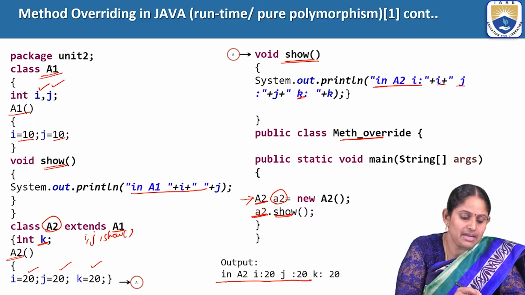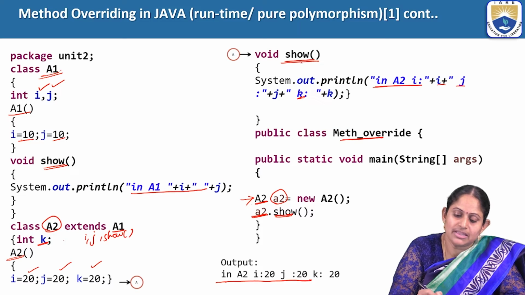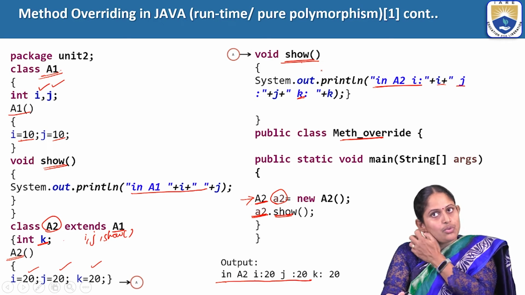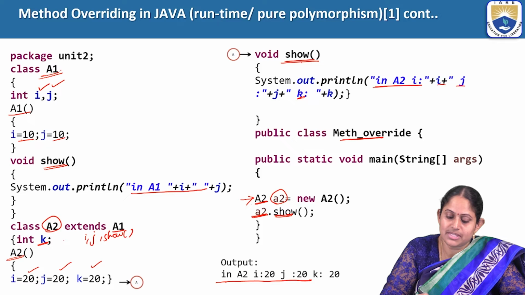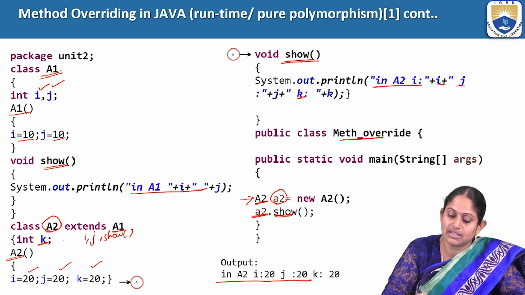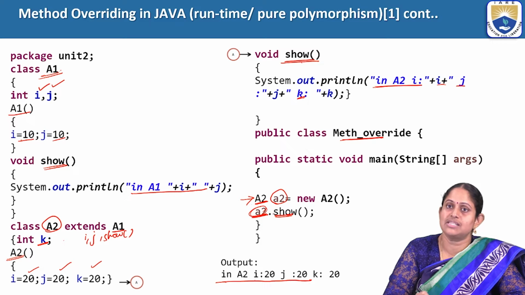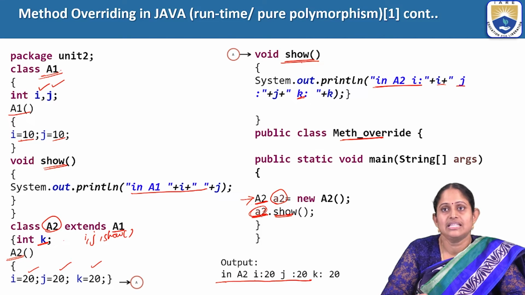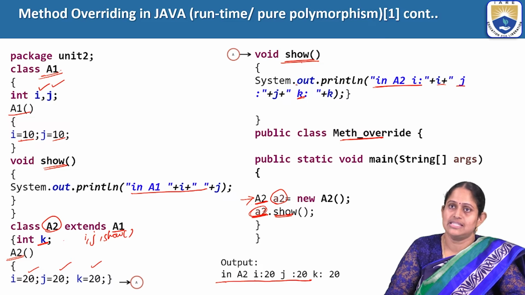So here we have the parent class A1 and child class A2. Inside the parent class you have the show method, and inside the child class the show method is overridden in its own way. The implementation of show inside the child class is different. So when invoking the show method, based on which object is invoking it, that particular method will be invoked. Here we are using the child object to invoke show, so it will invoke the show of the child.